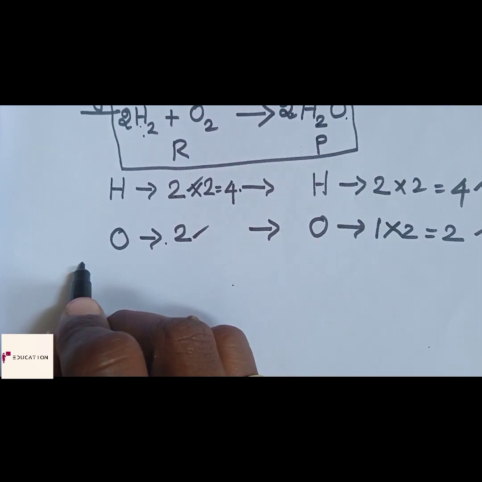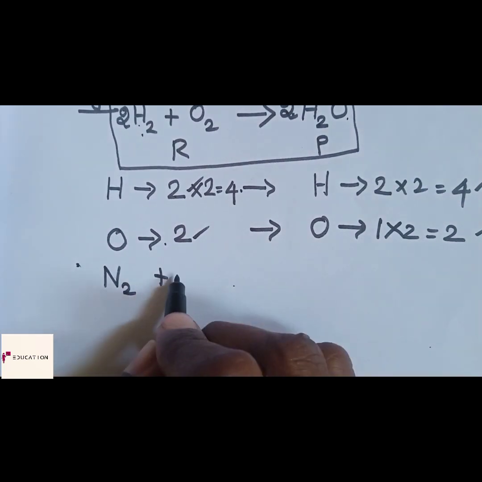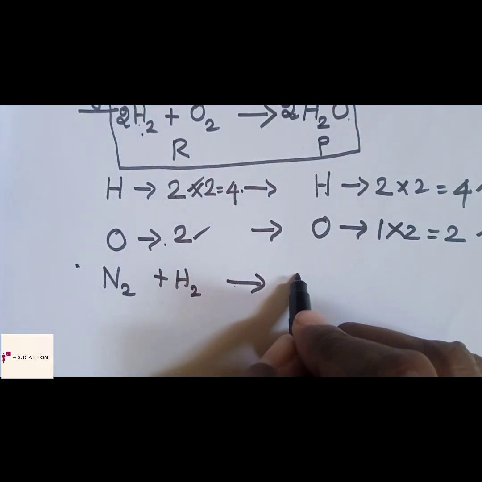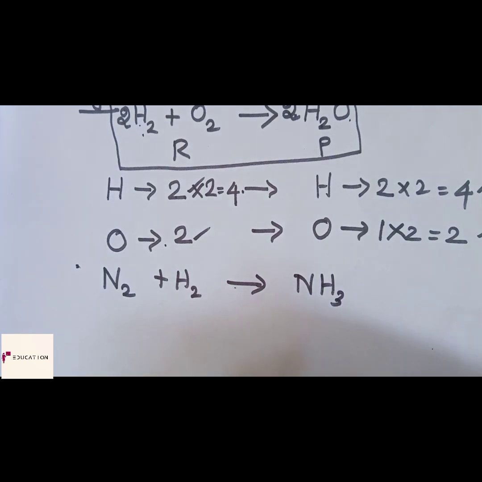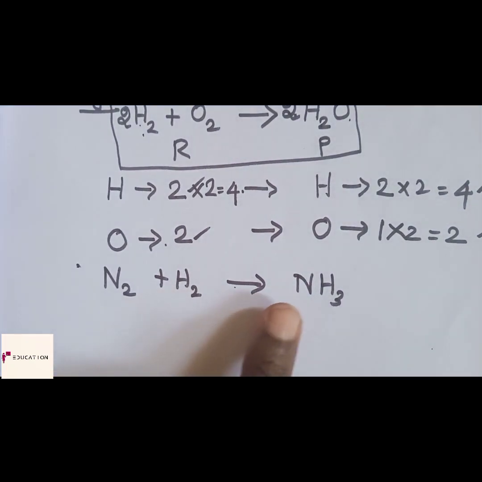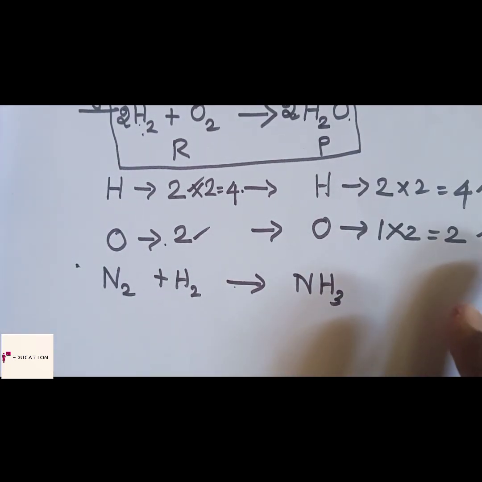Next, you try out this equation. N2 plus H2 gives NH3. Nitrogen plus hydrogen gives ammonia. Try out this equation and post it in the comment box.